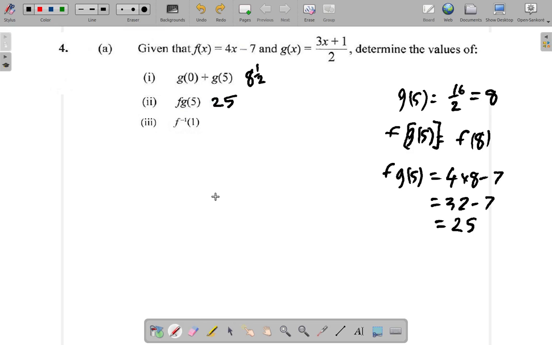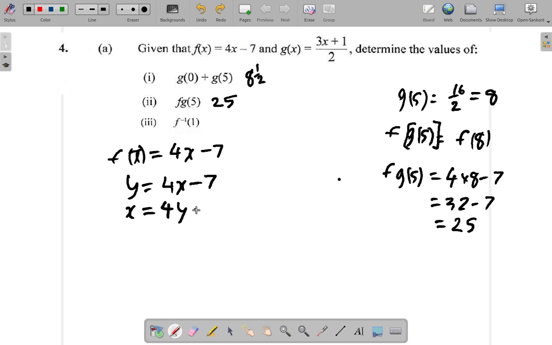Alright, so let's continue. F inverse of 1. You have f of x is equal to 4x minus 7. Now, what you have, change this to y. Y is equal to 4x minus 7. Then interchange x and y. Change y to x. X is equal to 4 times, change x to y, y minus 7.